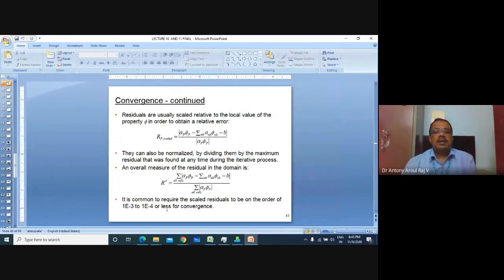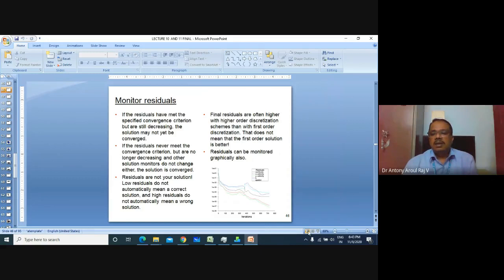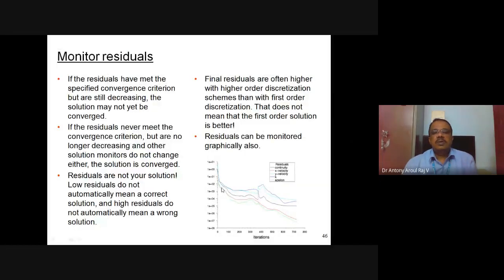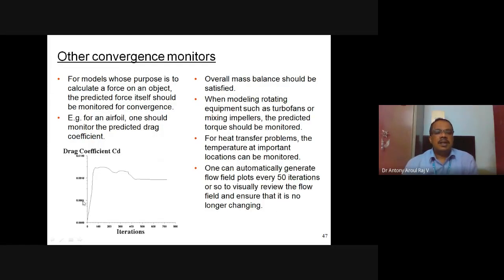Just now we have seen that for our case the convergence value was 10 power minus 5, and so now the residue will be like this. Don't see the residue alone, you have to see the variable value also. For example, if it is temperature, monitor the temperature, or if it is velocity, monitor the velocity. That is the best way. Here they are monitoring the drag coefficient.